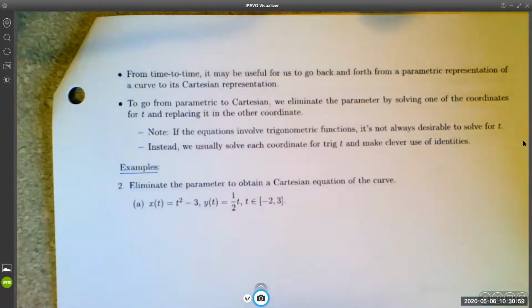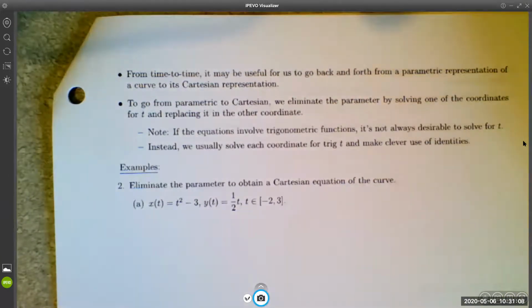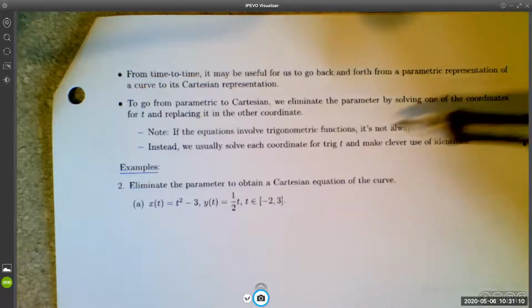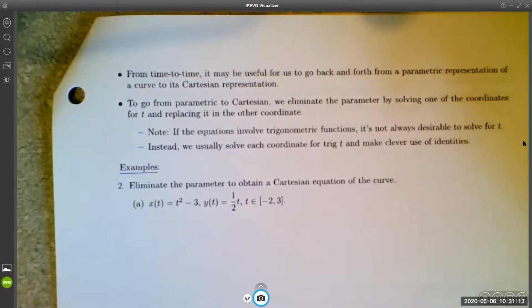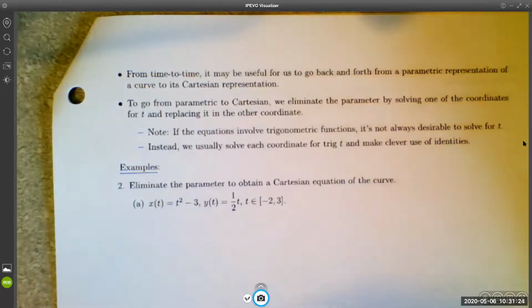So that's what we'll do in a lot of cases, but anytime there's a trig function involved, then that's probably not a good way to go about changing it to rectangular form. So just keep in mind that what you're trying to do is eliminate t, and end up with an equation that's just in terms of x and y. So when we have trig functions, we'll try to make some clever use of identities to get rid of t, the parameter. So let me just give you a couple examples of this idea.